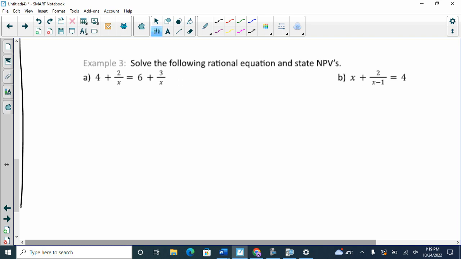So we're here. I have 4 plus 2 over x equals 6 plus 3 over x. So this is 4 over 1. This is 6 over 1. It doesn't matter that you have more than one term. It matters that it's solving. If it's solving, what's my very first step always?